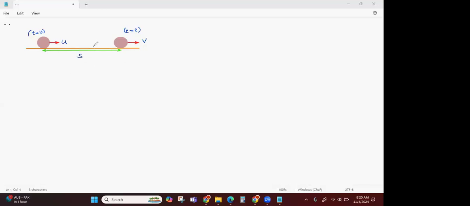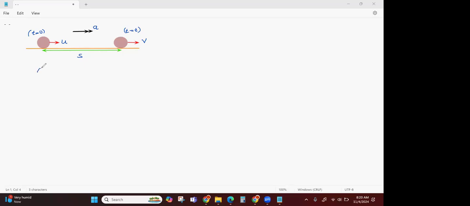So this is the displacement, and then we consider the acceleration as a. Simple a is the acceleration. Okay, right. So now we are going to derive all four equations of motion, starting from the acceleration.